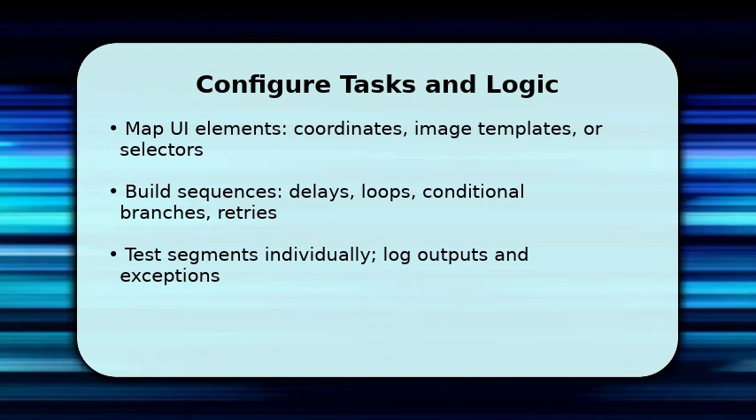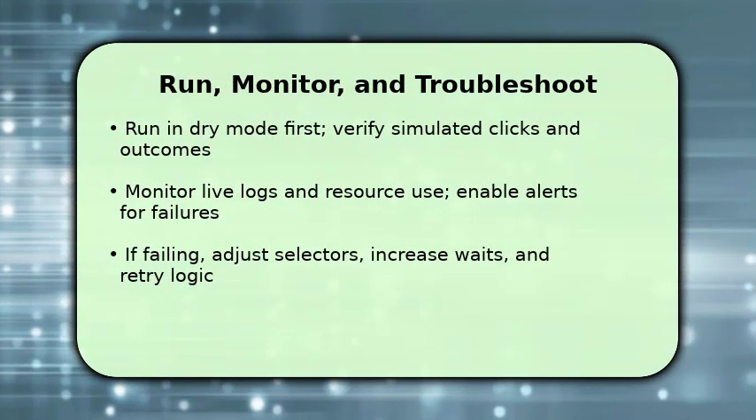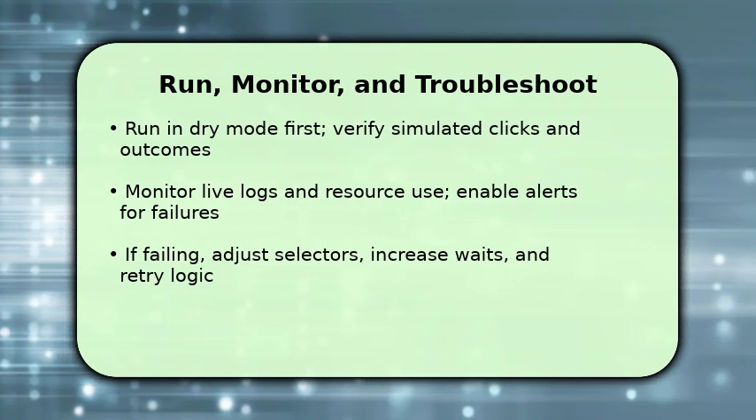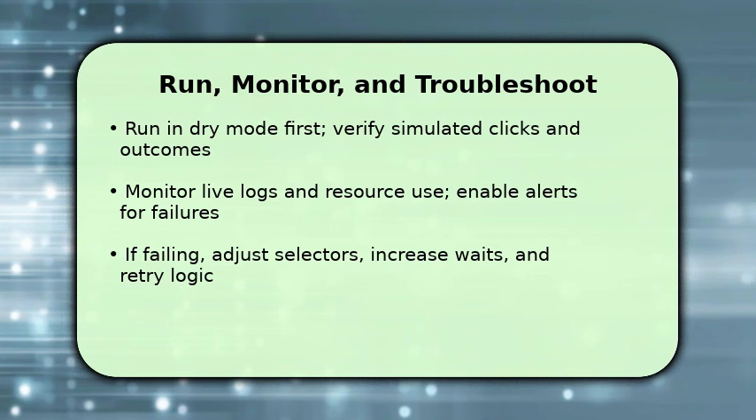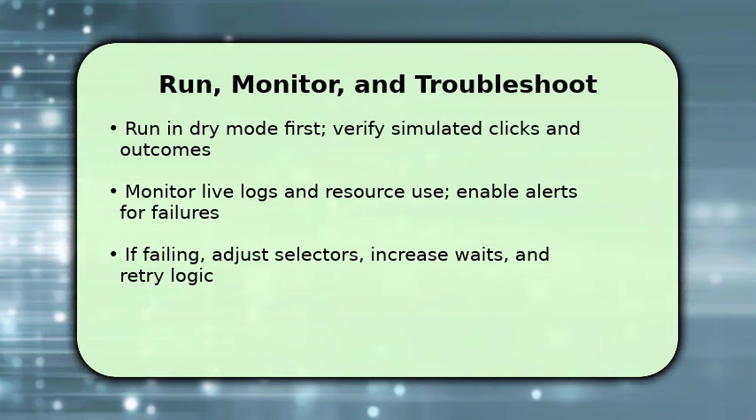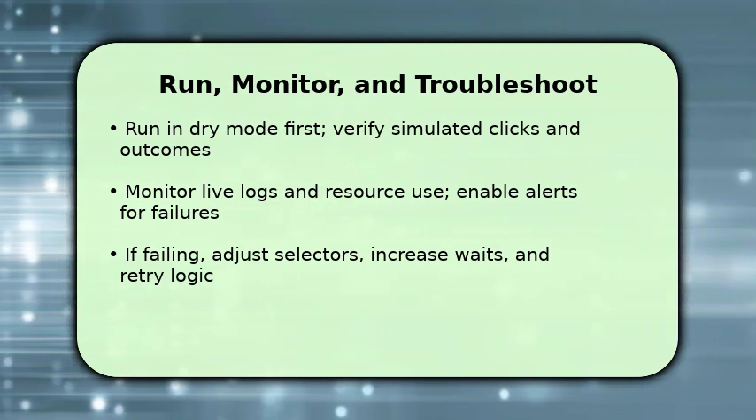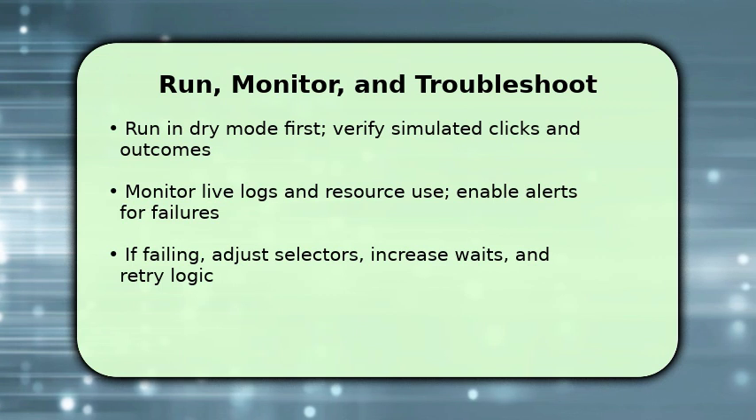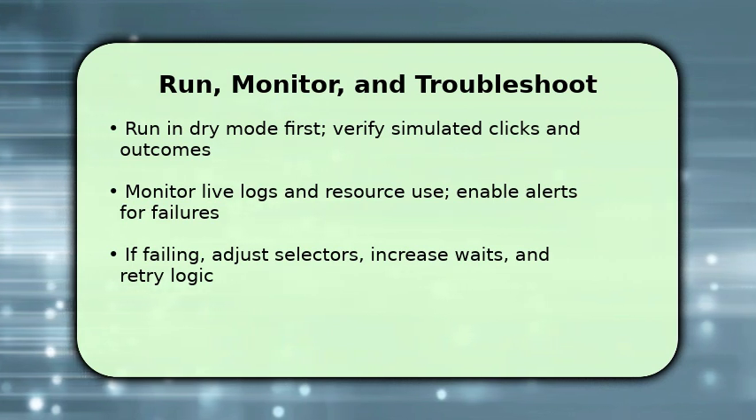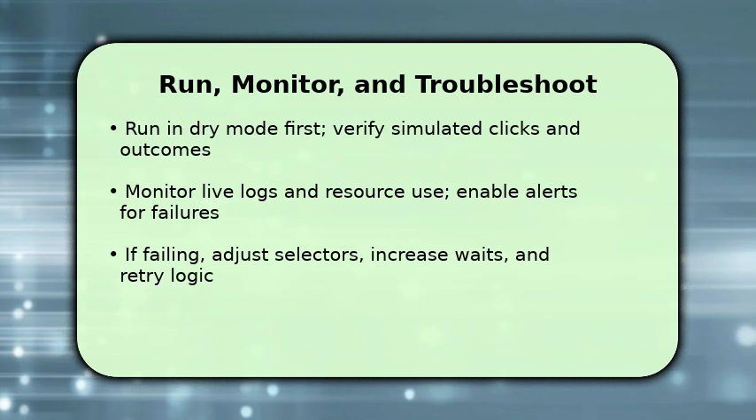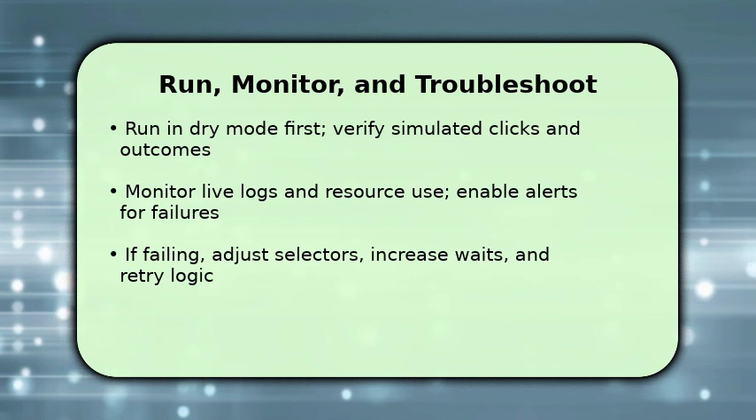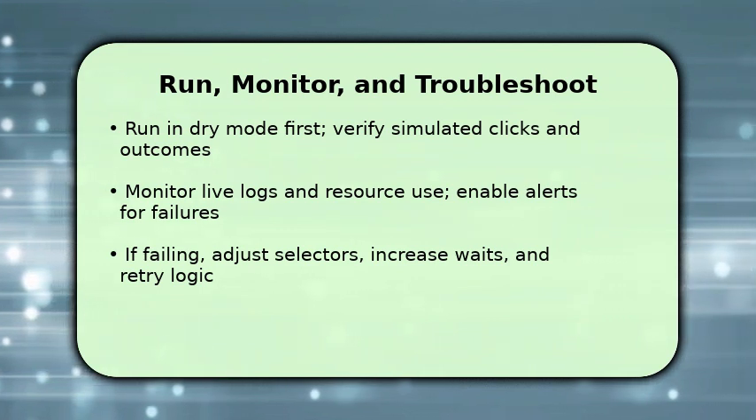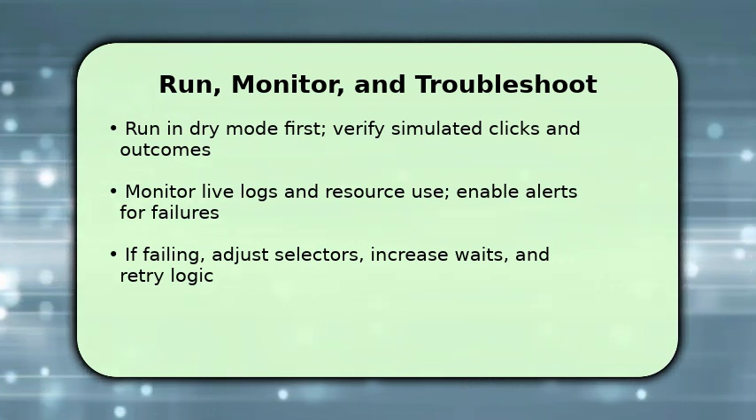You complete the setup by running the bot in a controlled way and watching its behavior. Start with a dry or simulated run to verify clicks and expected outcomes, then run on low-volume data while monitoring logs, CPU, and memory. Make sure to enable alerts for errors so you can stop if something goes wrong. If the bot fails, inspect logs to identify bad selectors or timing issues, increase weights, refine element matching, and add retry logic. A key troubleshooting tip: if intermittent failures persist, switch.